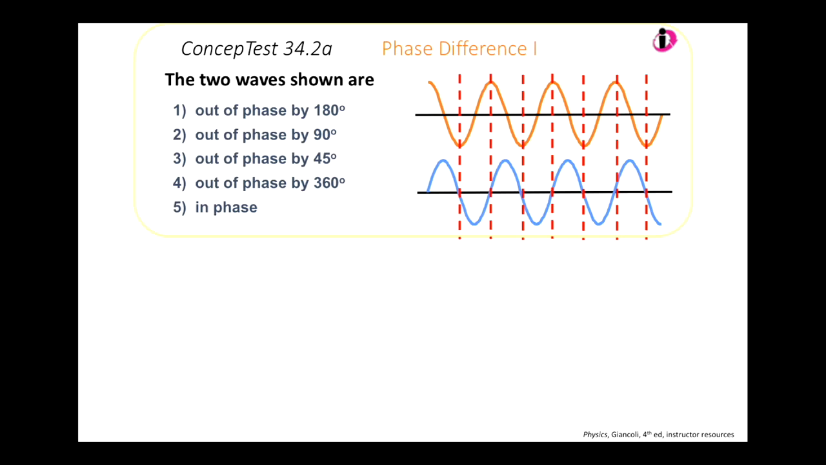The 2 waves that are shown there, they are out of phase by how much? Those 2 waves are out of phase by how much? So I already told you they're not in phase, so let's go ahead and cross that one off. Vote when ready. 1, 2, 3, or 4.